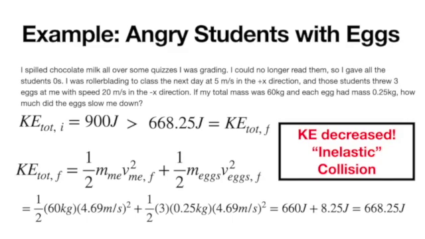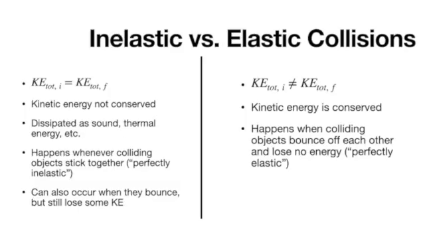So in reality, most collisions, except on a subatomic level, are at least somewhat inelastic, and then some energy is dissipated. But we can assume a lot of things are elastic. Like a tennis ball bouncing off the ground doesn't lose much kinetic energy. So let's move on to the opposite of an inelastic collision: elastic.